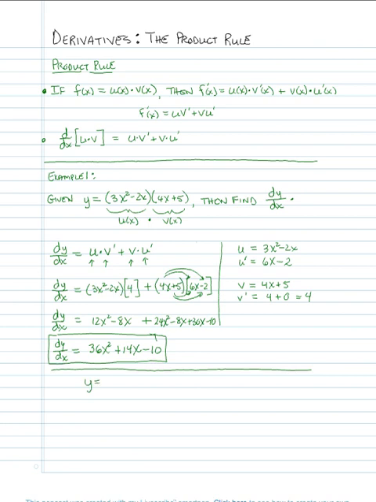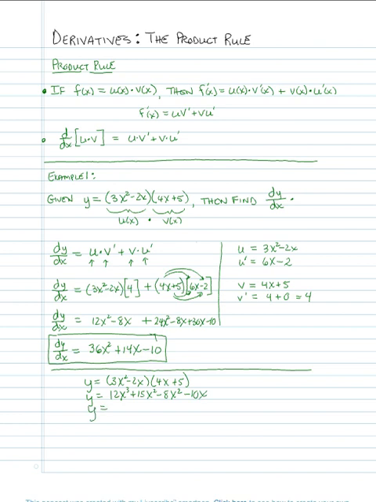We could have started with y being 3x squared minus 2x times 4x plus 5. And before we actually went to find the derivative, we could have multiplied that out. So we could have used FOIL right now. We'd have the 3x squared times the 4x, which would be 12x cubed. And we would have the 3x squared times the 5, which would be 15x squared. And the negative 2x times the 4x would be negative 8x squared. And the negative 2x times the 5 would be a negative 10x.